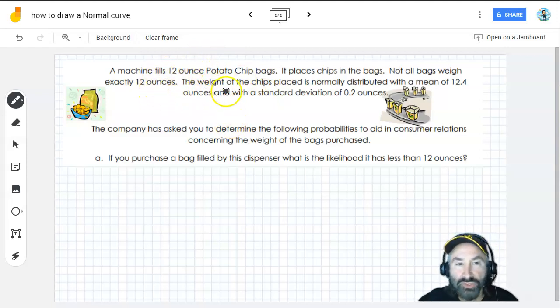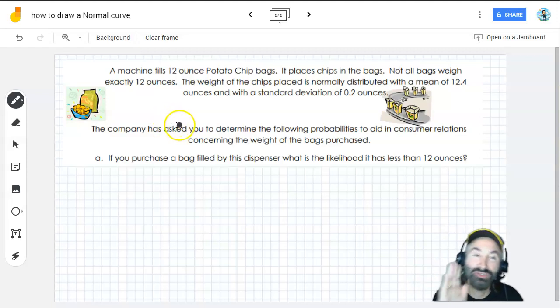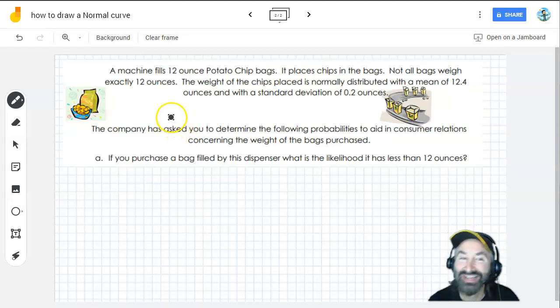It says a machine fills a 12-ounce potato chip bag. It places chips in the bags, but not all the bags weigh exactly 12 ounces. This is pretty real world, guys. The weight of the chips placed is normally distributed because that's what happens. Sometimes you'll get a little more than 12. Sometimes you'll get a little less. But very rarely are you going to get very little, like 1 ounce, and very rarely are you going to get like 24 ounces. So that's why normal distribution is probably a good representation for this problem.